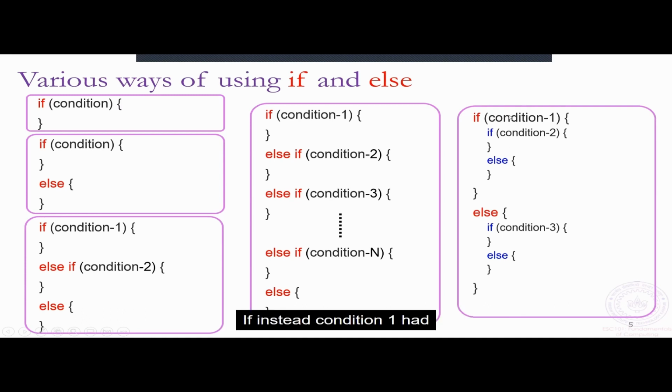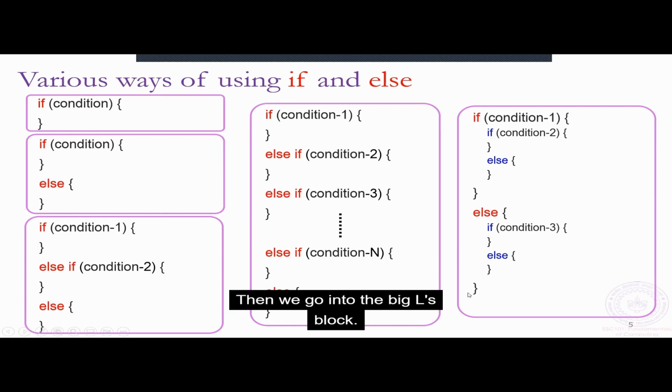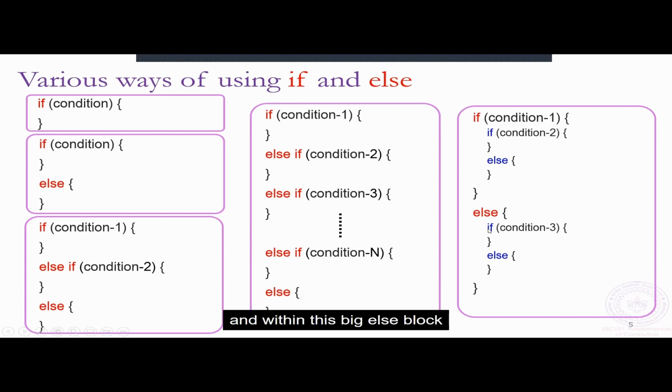If instead condition 1 had been false to begin with, then we go into the big else block, and within this big else block, either condition 3 would be true or it would be false. If condition 3 was true, then the code within this if block would be executed. Otherwise, the code in this else block would be executed. So this is all very logical. There's nothing here that is strange.